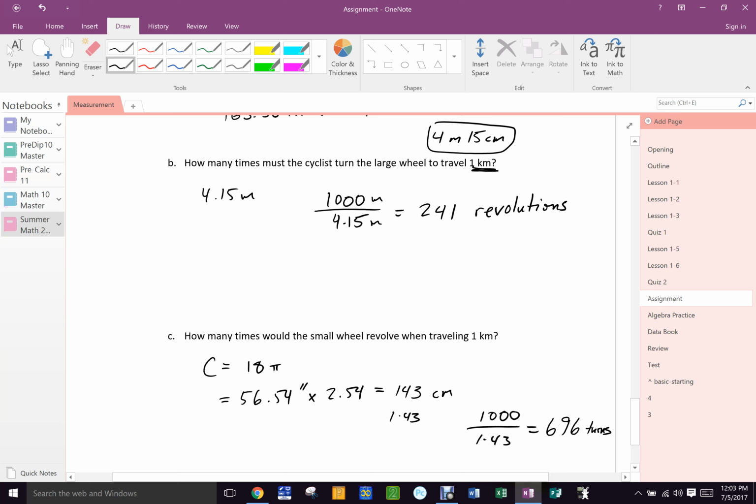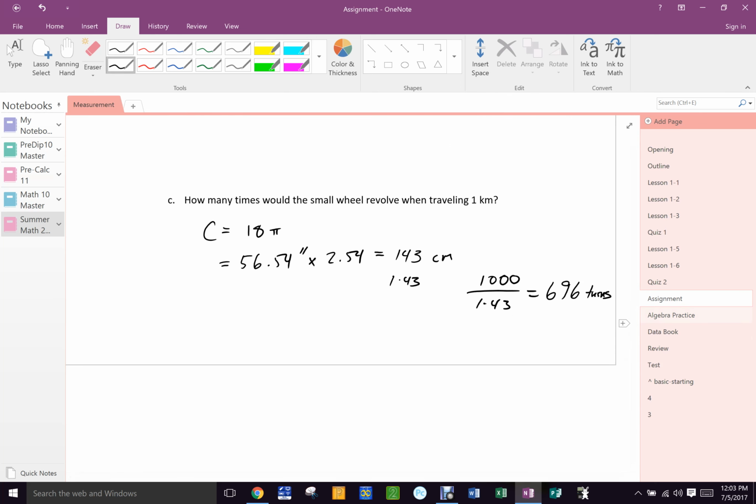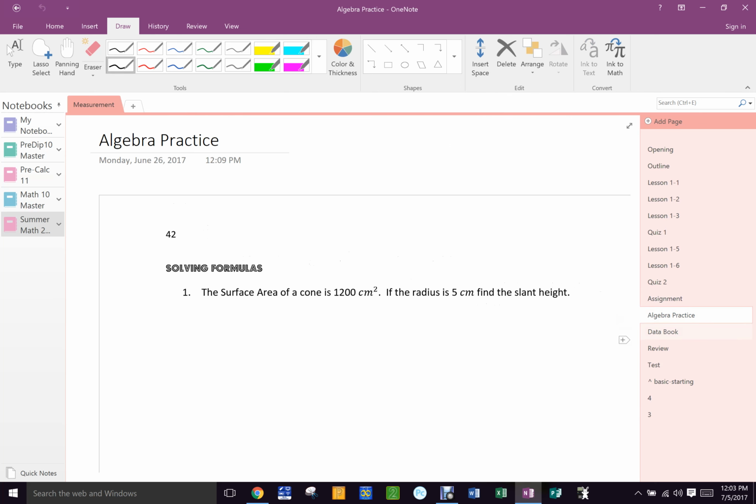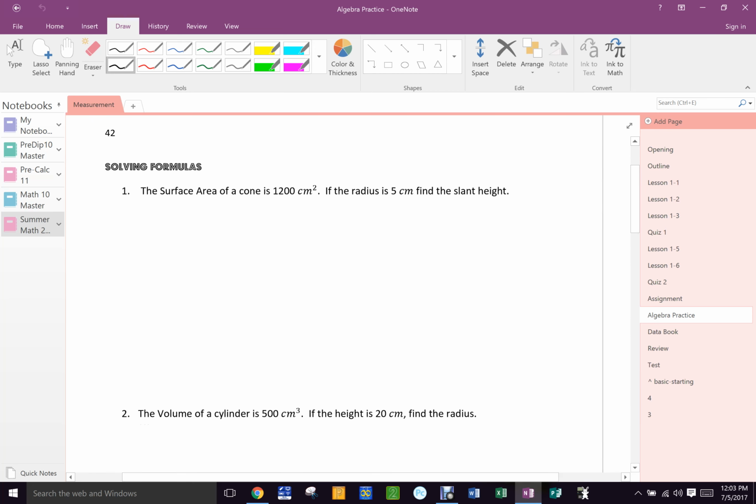Everybody cool? I already told you this page is beyond what I would put on a test. If you could turn your page over to 42, we need to do some algebra review apparently.